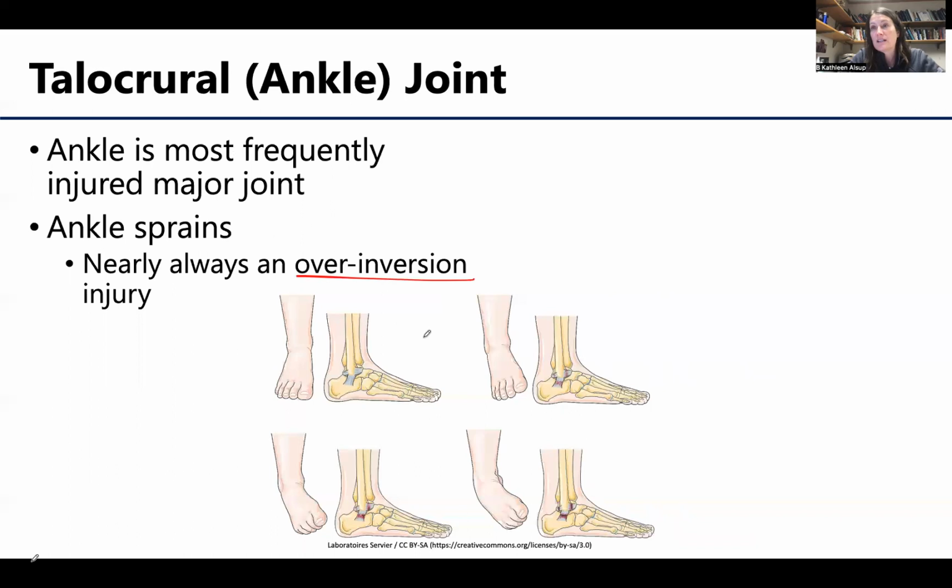So if you're stepping down, say from off the street or something like that, and you land funny, often your ankle will move oddly, and then you will over invert, and that can cause injury to these lateral ligaments. So these are by far the more commonly damaged ligaments of the whole body, but certainly in terms of the ankle region, really, the ankle is one of the most frequently injured major joints of the body.